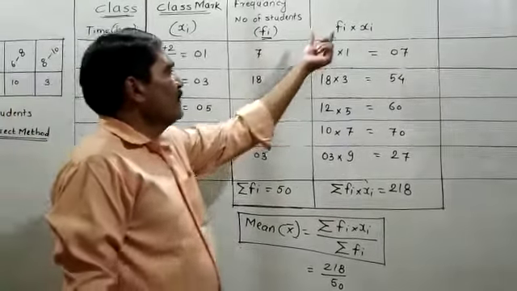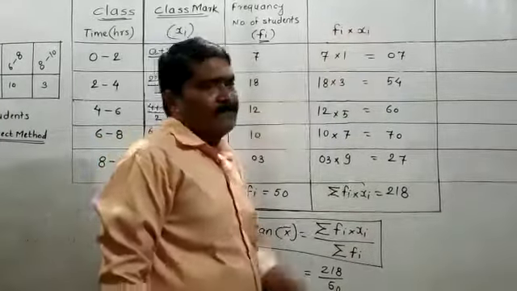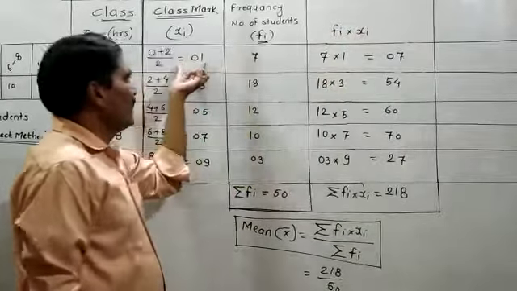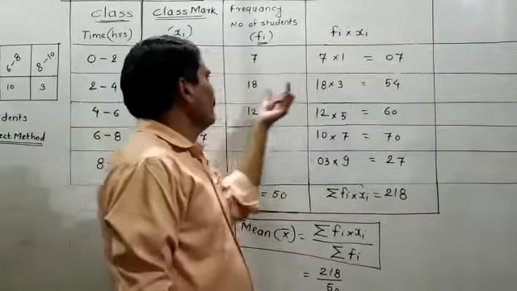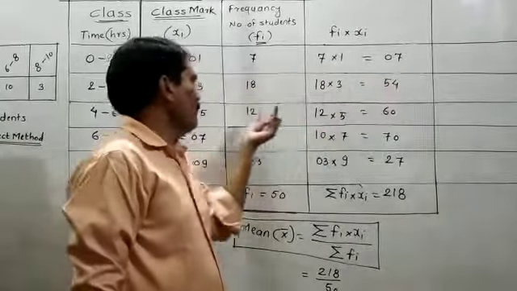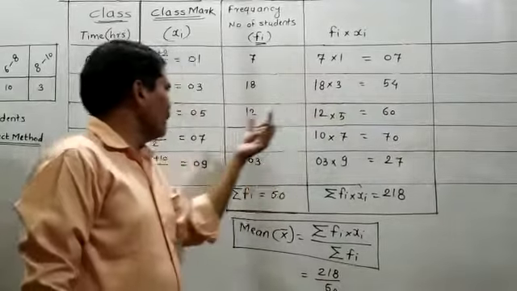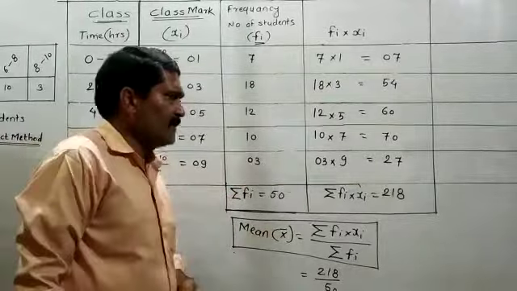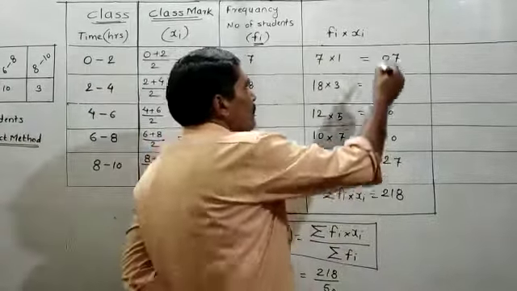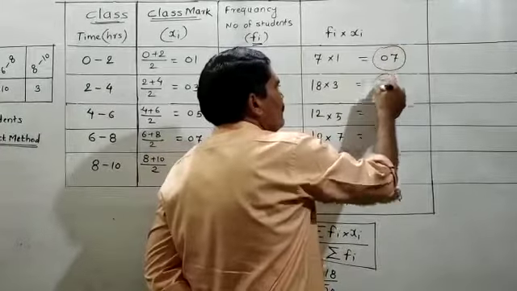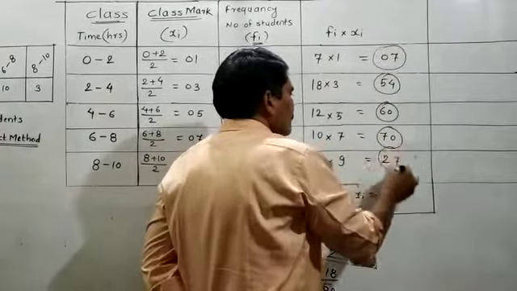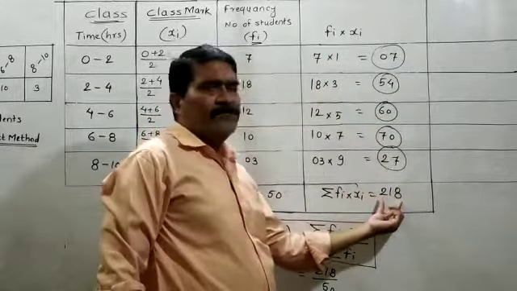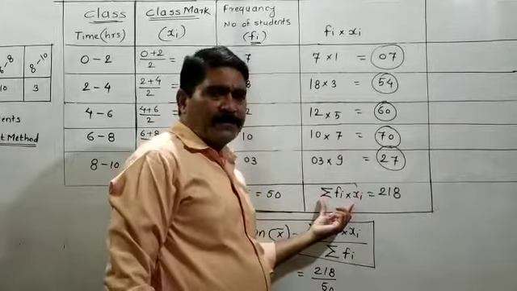Then you have to find the product of the frequency and the class mark, that is the product Fi into Xi. This one is Fi, this one is Xi. 7 multiplied by 1 is 7. 18 multiplied by 3 is 54. 12 multiplied by 5 is 60. 10 multiplied by 7 is 70. And 3 multiplied by 9 is 27. Then you have to find the sum of FiXi, the sum of these values: 7 plus 54 plus 60 plus 70 plus 27 is equal to 218. This is the sum of FiXi.